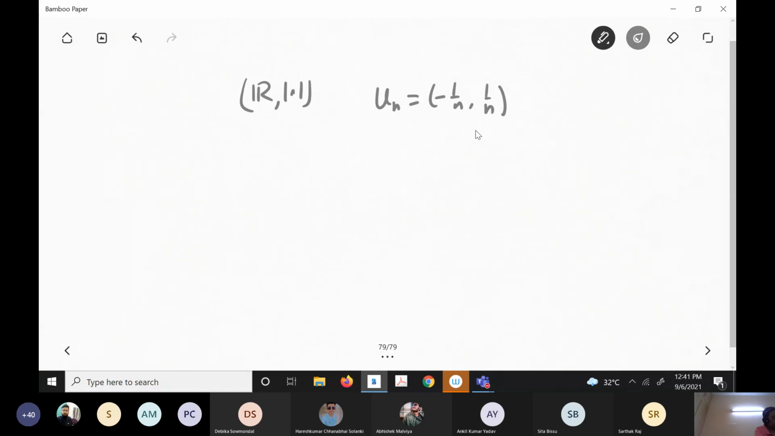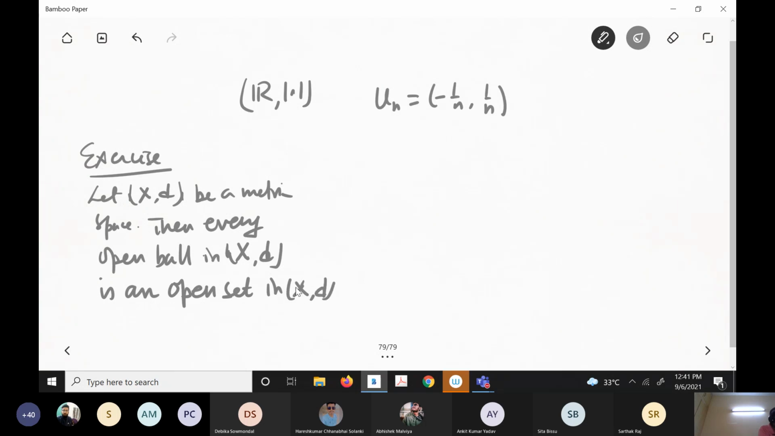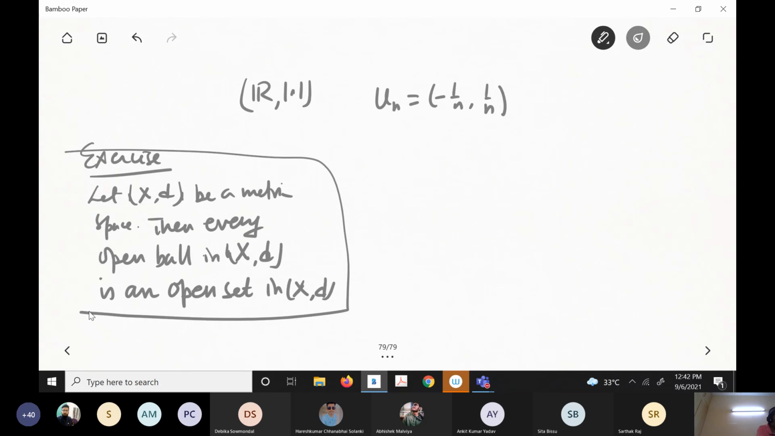First of all, you should have proved that exercise: every open ball is open. Exercise. Let (X,d) be a metric space. Then every open ball in (X,d) is an open set. Any open ball, but that you should prove it, is open. The idea is very simple.